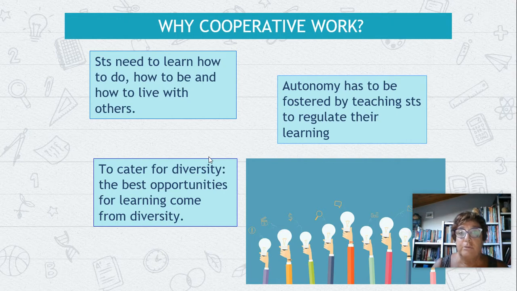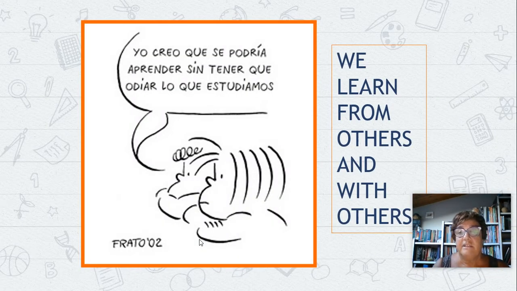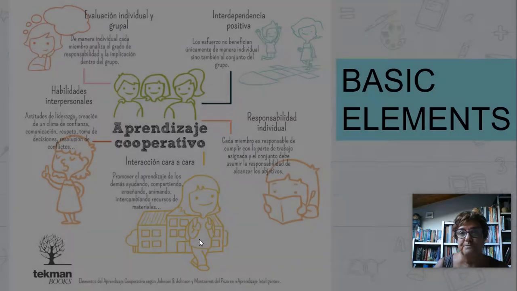Why is cooperation so important? Well, cooperation is so important for three main reasons. One reason is because it caters for diversity. We are helping everybody in the group, so that's one very important reason. The other important reason is that it fosters autonomy. They have to regulate their own learning. And third, and very important, is that they learn not just contents in English or how to do things with English, but also how to live with others. So I think that the motto could be something like this: we learn from others and with others.